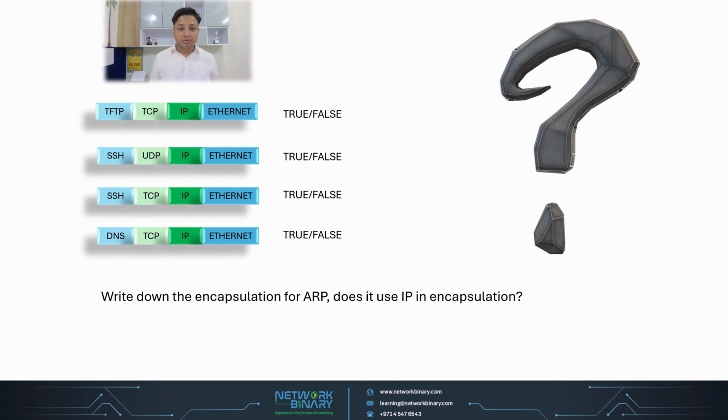And there is one more question I would like to give you. You need to write down the encapsulation for ARP, like we saw for the ping. Ping goes to ICMP, ICMP to IP, then IP to Ethernet. You have to think about the ARP, how this is encapsulated.